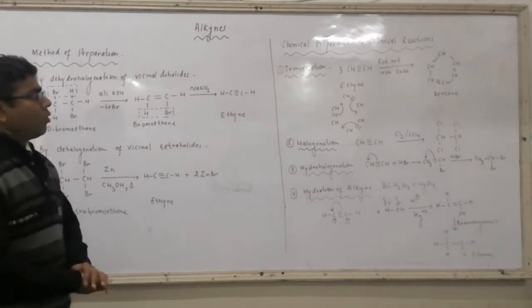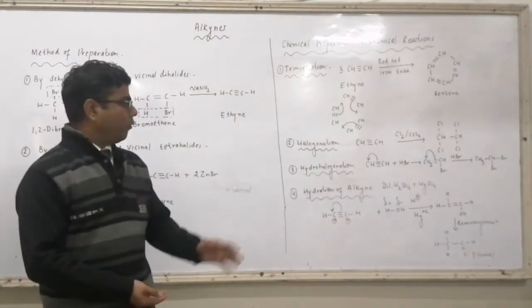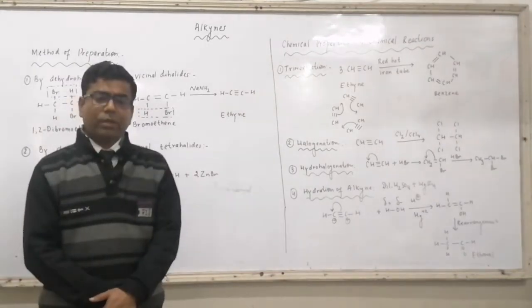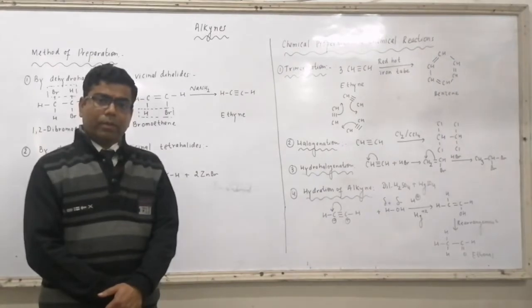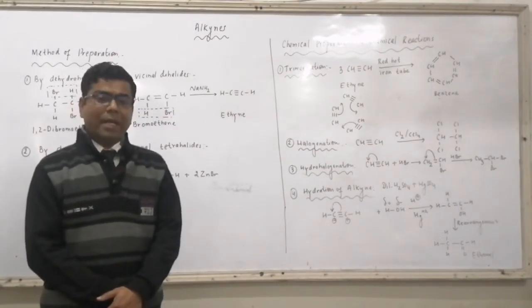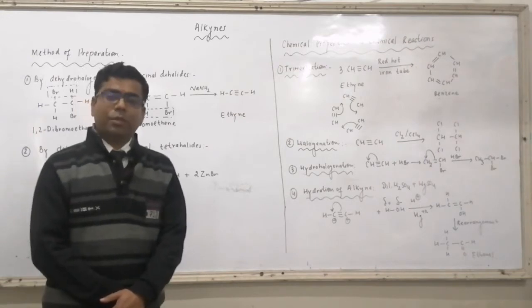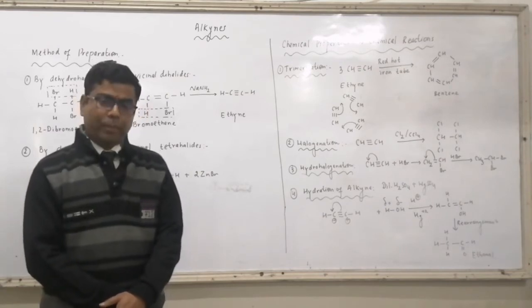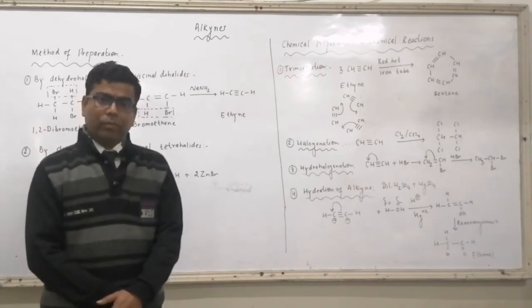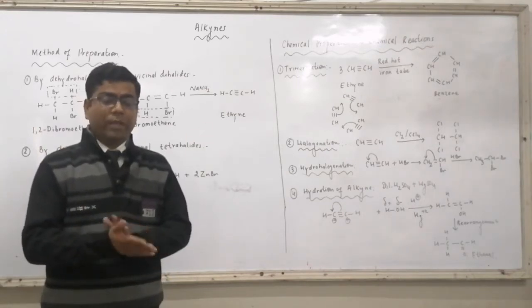Now, the next one is your chemical properties or chemical reactions. So here we are having 4 important reactions. First one is your trimerization. 3 molecules of alkyne will be added up when alkyne is passed through a red hot hollow iron tube, where the temperature is more than 500 K.